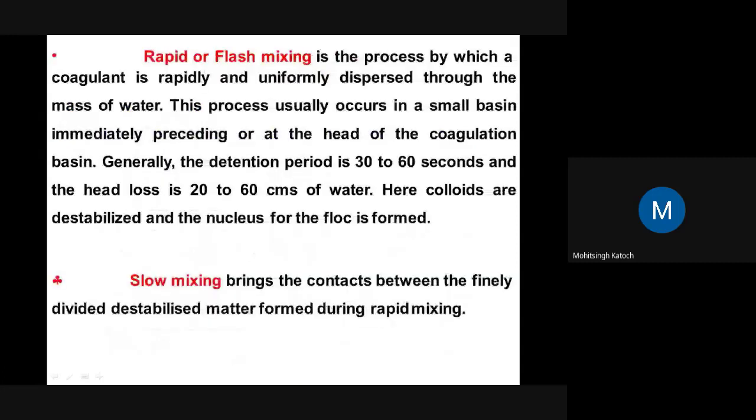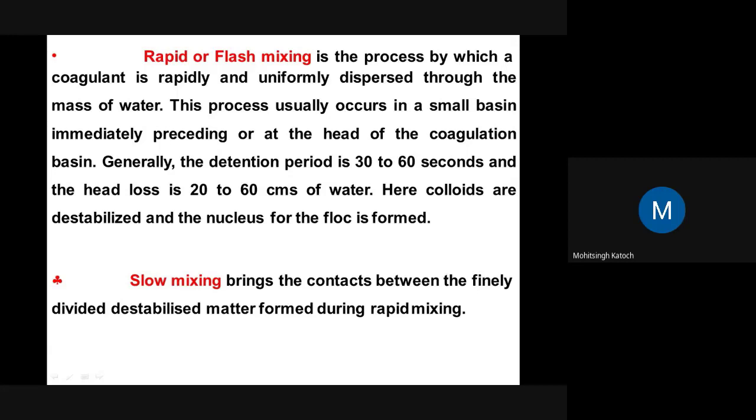Rapid or flash mixing, as I told you about the flash mixer, is the process by which a coagulant is rapidly and uniformly dispersed through the mass of water. This process usually occurs in a small basin immediately preceding or at the head of the coagulation basin. Generally, the detention period is 30 to 60 seconds and the head loss is 20 to 60 centimeters of water. Keep this 30 to 60 seconds detention period in your mind.